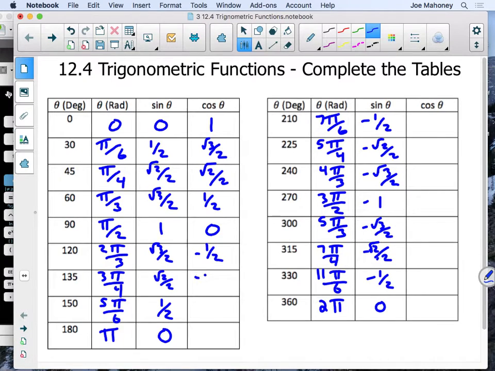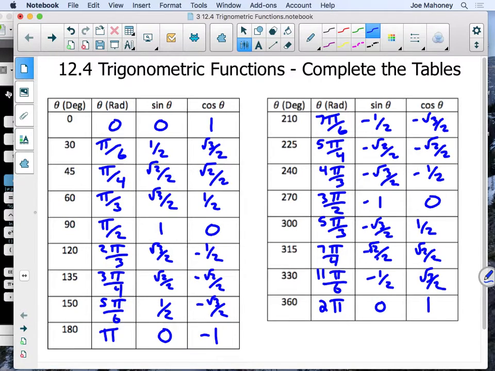Negative 1/2. Negative radical 2 over 2. Negative radical 3 over 2. Negative 1. We go back up. Negative radical 3 over 2. Negative radical 2 over 2. Negative 1/2. And 0. And then we become positive again. 1/2. Radical 2 over 2. Radical 3 over 2. And getting back to 360, we're at 1.